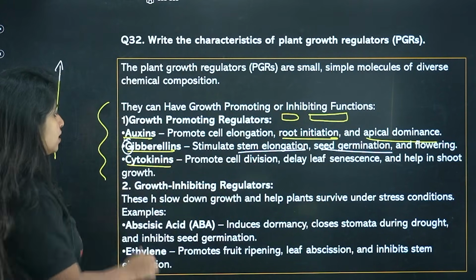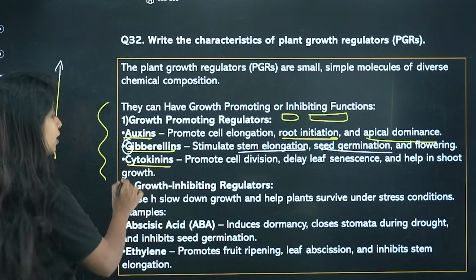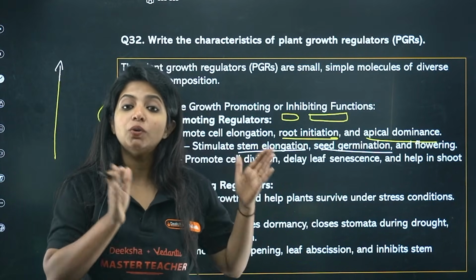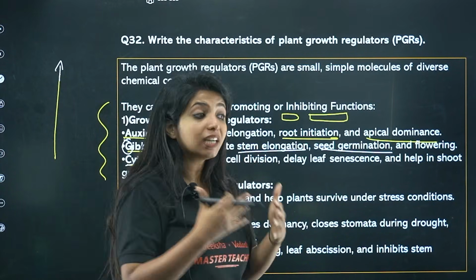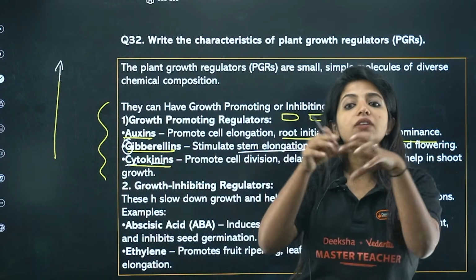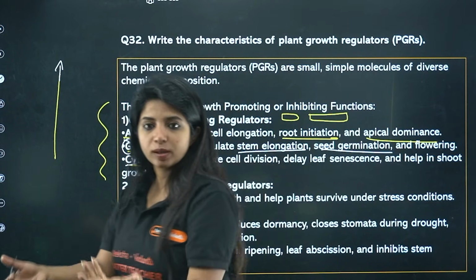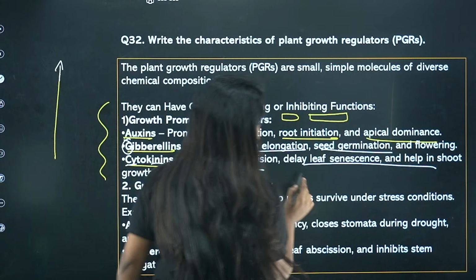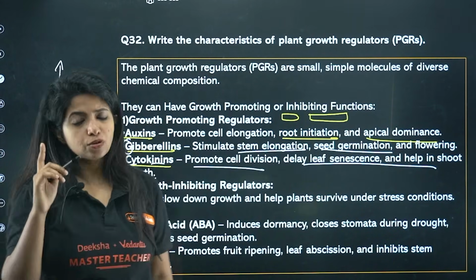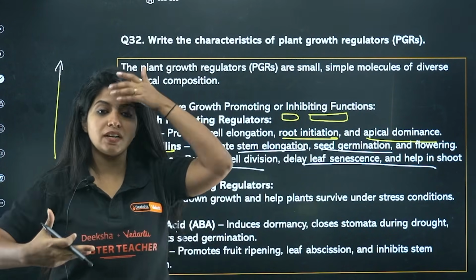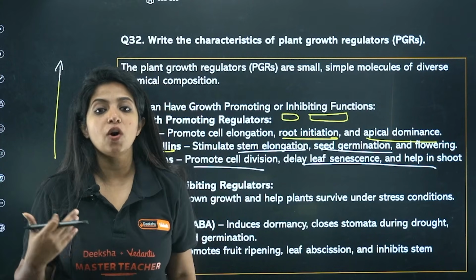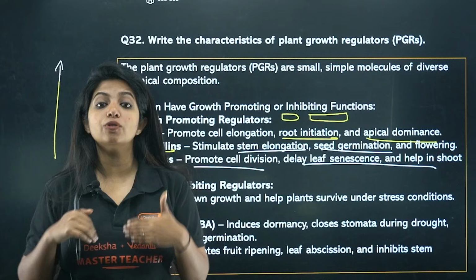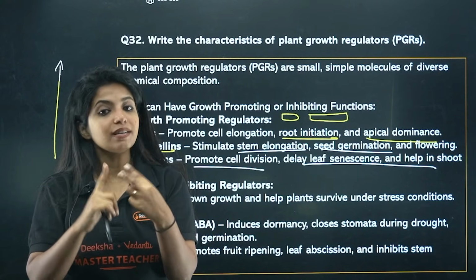Now cytokinin, the name itself is super easy to understand. Cyto means cell, kinin means division. So the one that promotes cell division is known as cytokinin. How do you think cell division can help in plant growth? If the cells are dividing, then only the plant is going to grow, right? Otherwise, do you think the plant will grow? No. So it promotes cell division, it delays leaf senescence and helps in shoot growth. Delaying senescence means delaying aging of the leaf. That is what you mean by that. Okay, so basically all of them have growth promoting features: auxin, gibberellin as well as cytokinin.